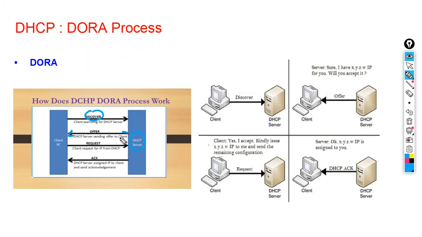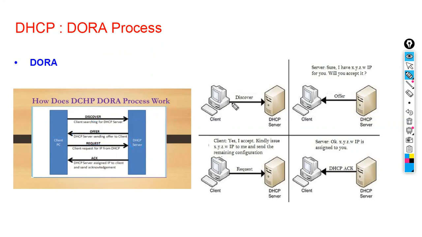In this offer, let us say it says, I have the 10.0.0.10 IP address. Do you need this IP address? It will offer the IP address. So the DHCP client will see the IP address and send the request: send this 10.0.0.10 IP address and other details as well, like subnet mask, default gateway, DNS server. Then the DHCP server will send the acknowledgement. In this acknowledgement, it will send the IP address with other information.